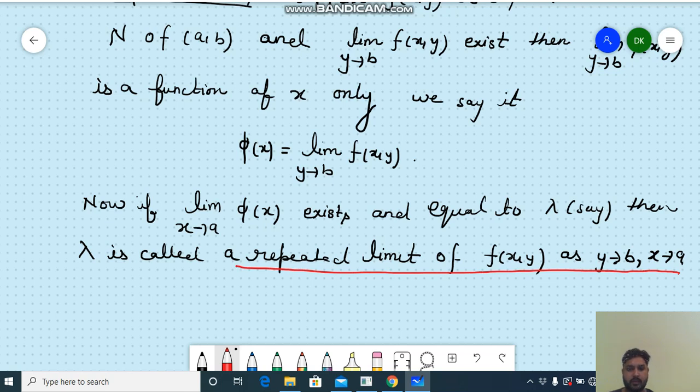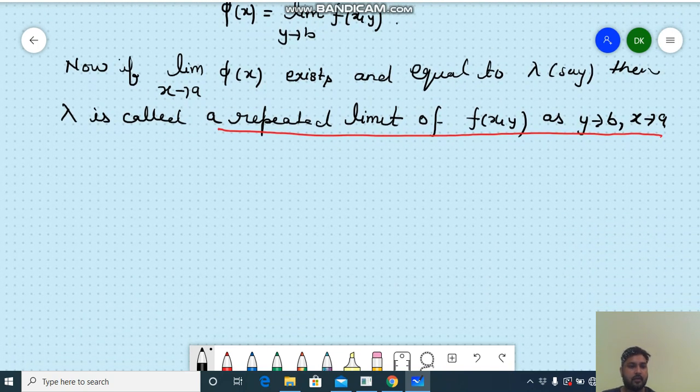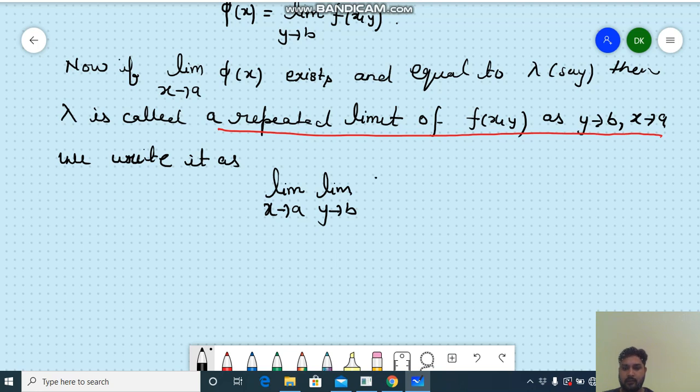And we write it as limit x tends to a, limit y tends to b of f(x,y), and this is equal to lambda.